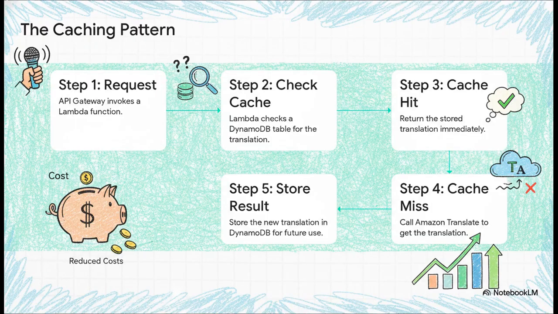All right, now let's talk about saving some money. A lot of applications end up translating the same text over and over again. Why would you pay for that every single time? Well, with this brilliant caching pattern, you don't have to. When a request comes in, a Lambda function first checks a DynamoDB table. If the translation's already there, that's a cache hit. It returns it instantly without ever calling Translate. If it's not there, a cache miss, then it calls Translate, gets the result, and here's the magic part: it stores that new translation in DynamoDB for the next time. This simple serverless pattern can slash your costs and speed up your application at the same time.